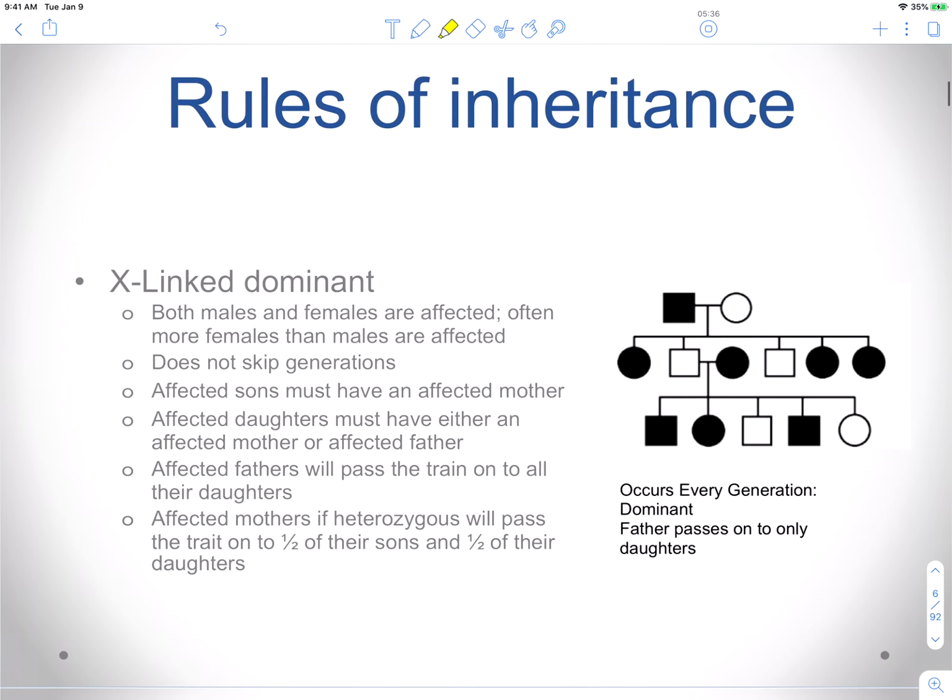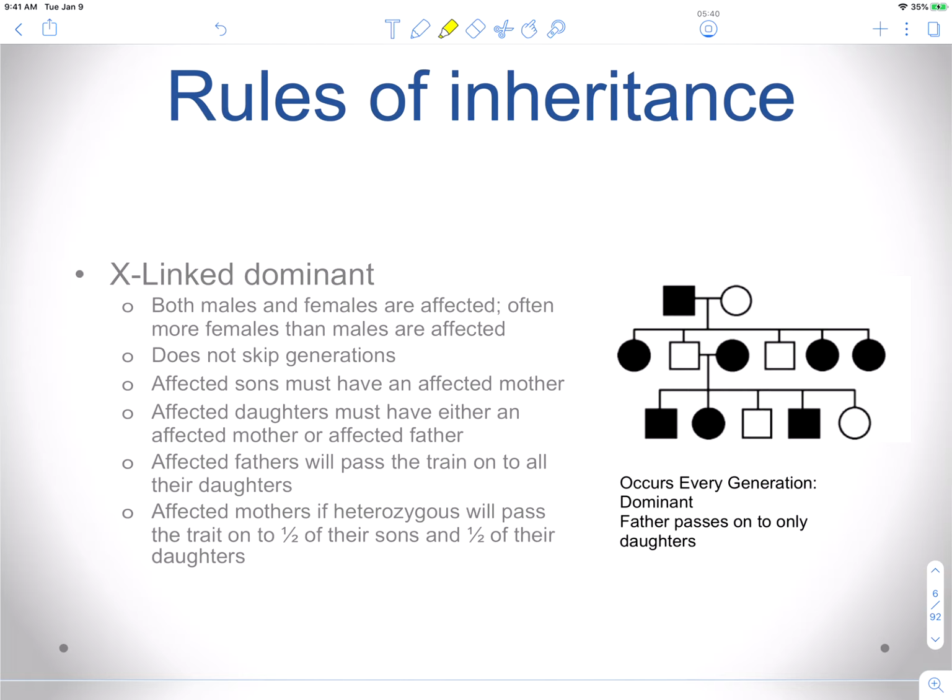Now X-linked, if it's dominant, is going to have, again, both males and females affected. And in this case, often you're going to find more females than males. It also does not skip generations. All affected sons must have an affected mother. Affected daughters must have either an affected mother or an affected father. All affected fathers will pass the trait to all of their daughters.